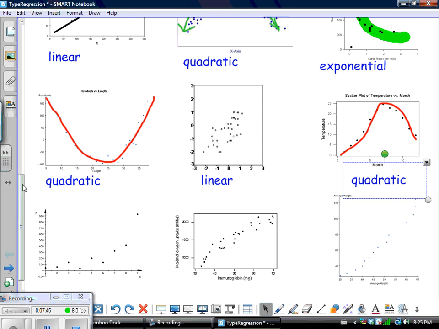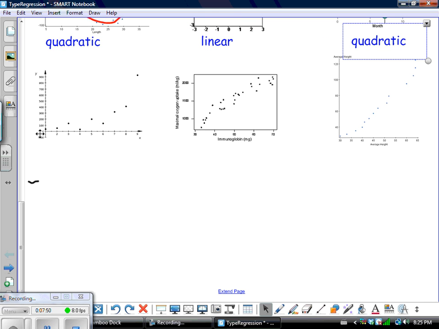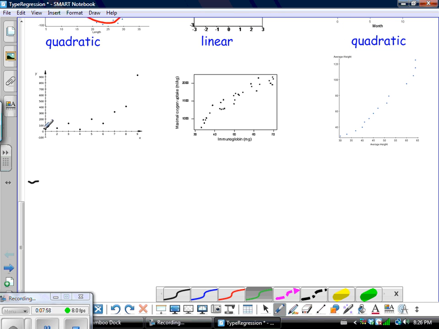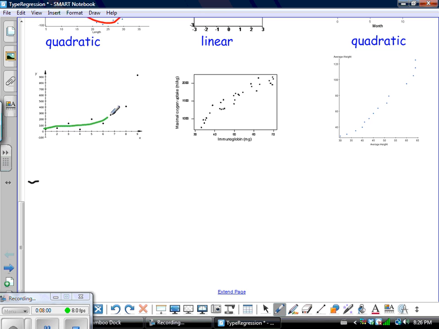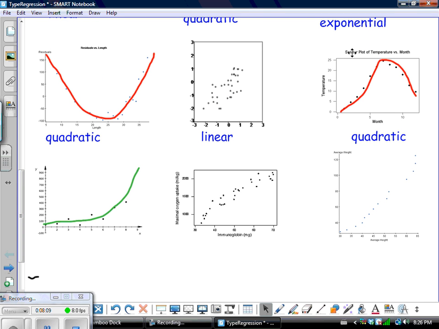And if we look at our last examples here, I'm just going to bring this page up. Again, this one here, I'm starting off really close to the x-axis, but then I appear to be going upward. Because I'm so close to the x-axis and then go up at a fairly decent rate, I would choose exponential for this one.